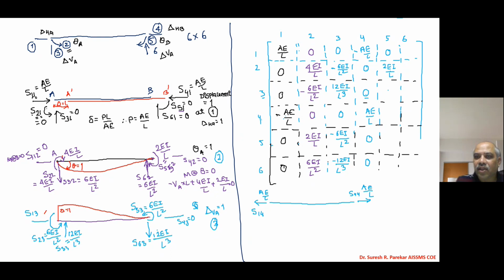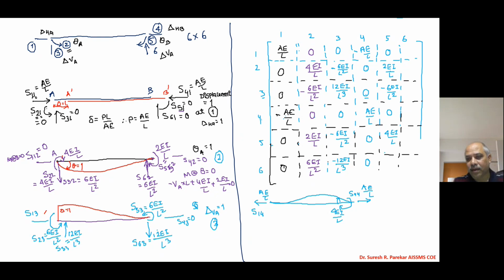Then we have S35, and then we have S53, minus 6 EI upon L square. Then we have S45 and S54, which is 0. Then S55. So S55 means we have to apply unit displacement here and we will get 4 EI upon L, clockwise. So this will be 4 EI upon L.